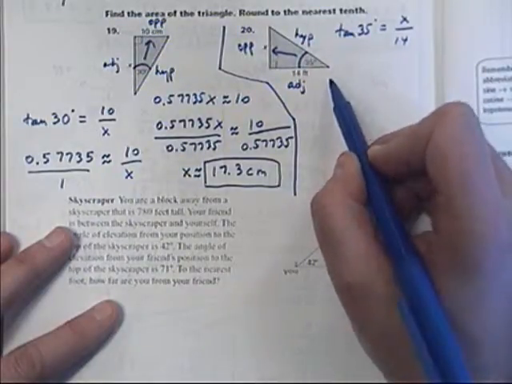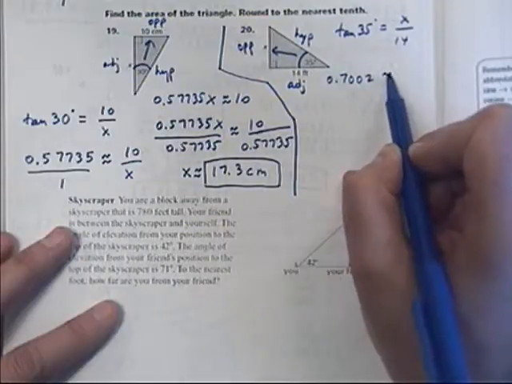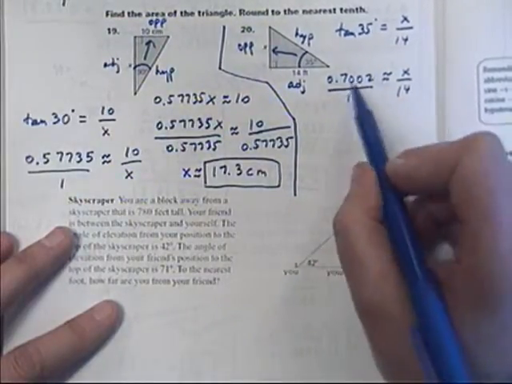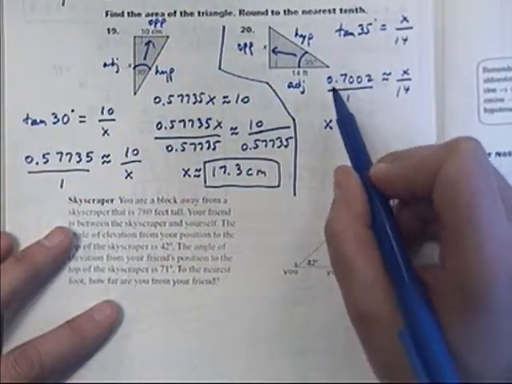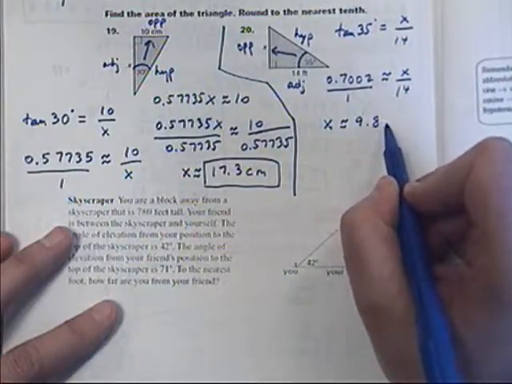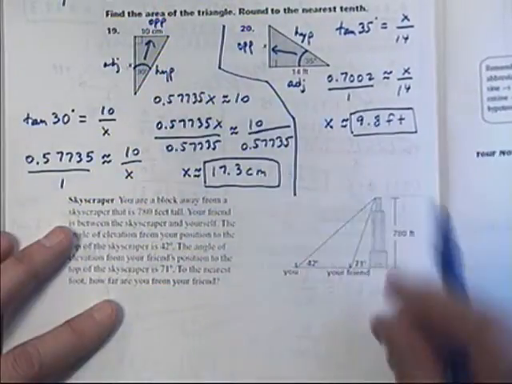Tangent of 35 degrees on the calculator gives me approximately 0.7002. And if I write that over the number 1, I can cross multiply here. 1 times x is x, and this decimal times 14 gives me approximately 9.8 feet, rounding off to the nearest tenth, which is one place after the decimal.